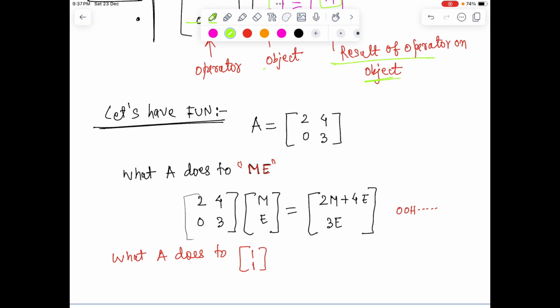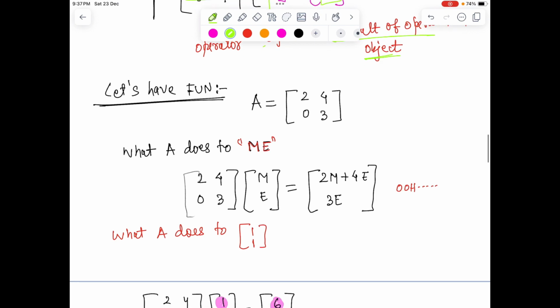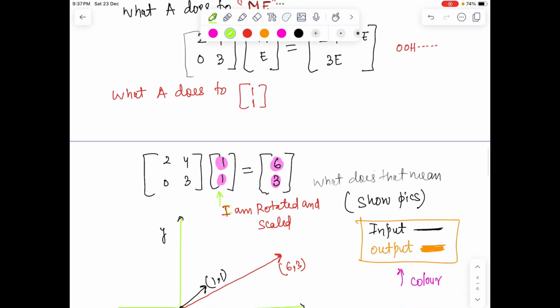Rather, let's view it from the operator perspective. So what does A basically do to me? Let's see what it's doing to ME. If you multiply this matrix, in fact I'm pre-multiplying it, as far as the law of matrix multiplication is concerned, we'll get 2M plus 4E and 3E. Oh, that's cool. But what does it do to 1, 1? Okay, so let's see. Again, we multiply with 1, 1. We get the answer 6 and 3.